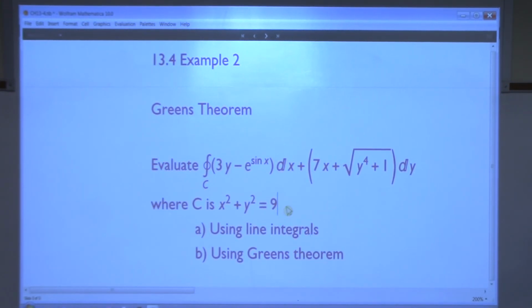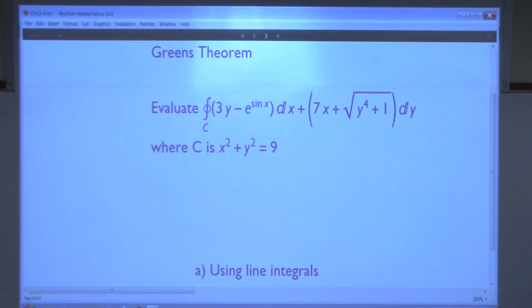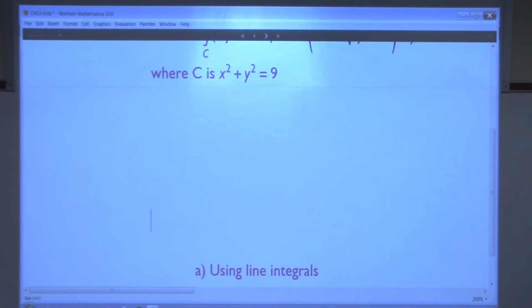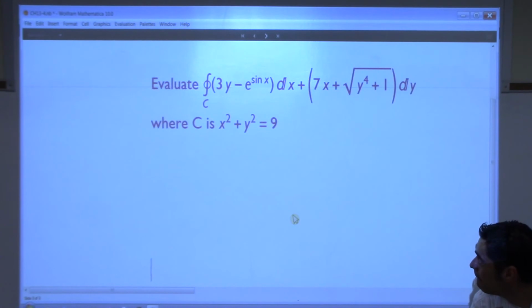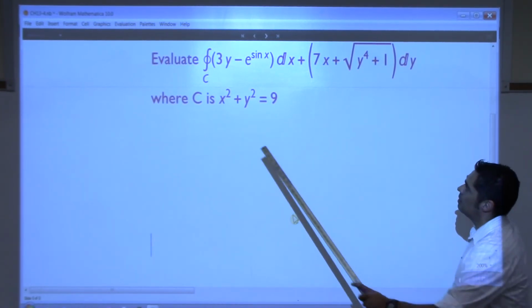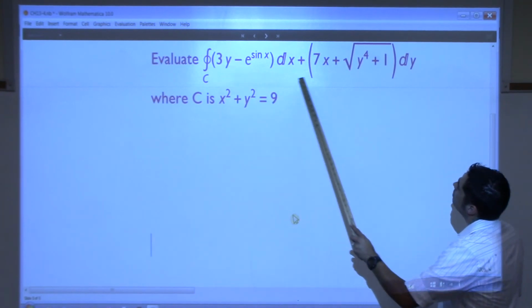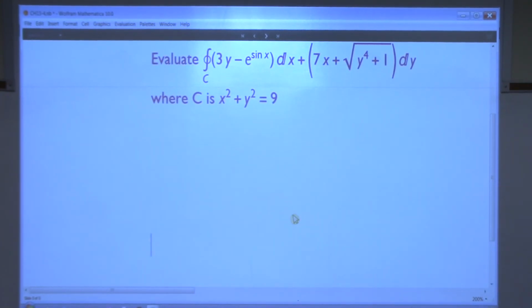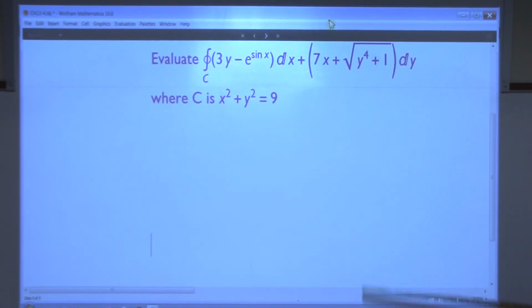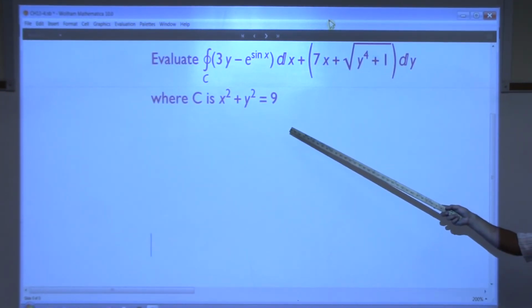Here's another one. All right, so here we go. We've got to evaluate this line integral, positively oriented curve C. Here it is. Oh my goodness, that just looks nasty, doesn't it? Doesn't that look bad? C is going to be a circle with radius 3, right?